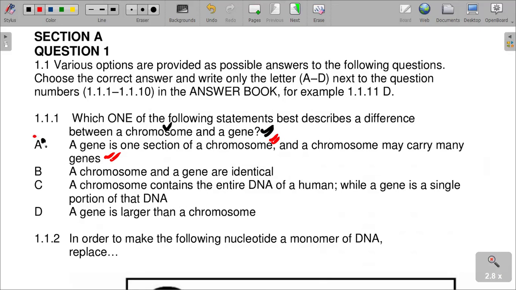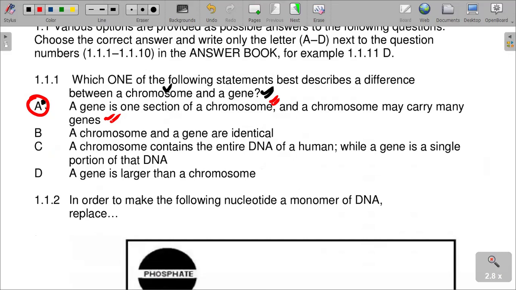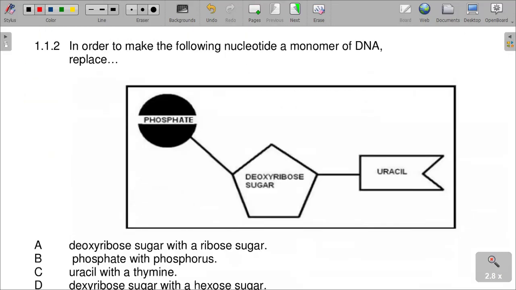So what we can see is that a gene is a section of a chromosome, and a chromosome may carry many genes. That is why we talk about the various characteristics that we have in organisms, which are passed on because they are carried by chromosomes. There are quite a lot of these characteristics. I remember we talk about a human being having 23 pairs of chromosomes, which are responsible for various characteristics. I'm sure we can agree and work it out together there.